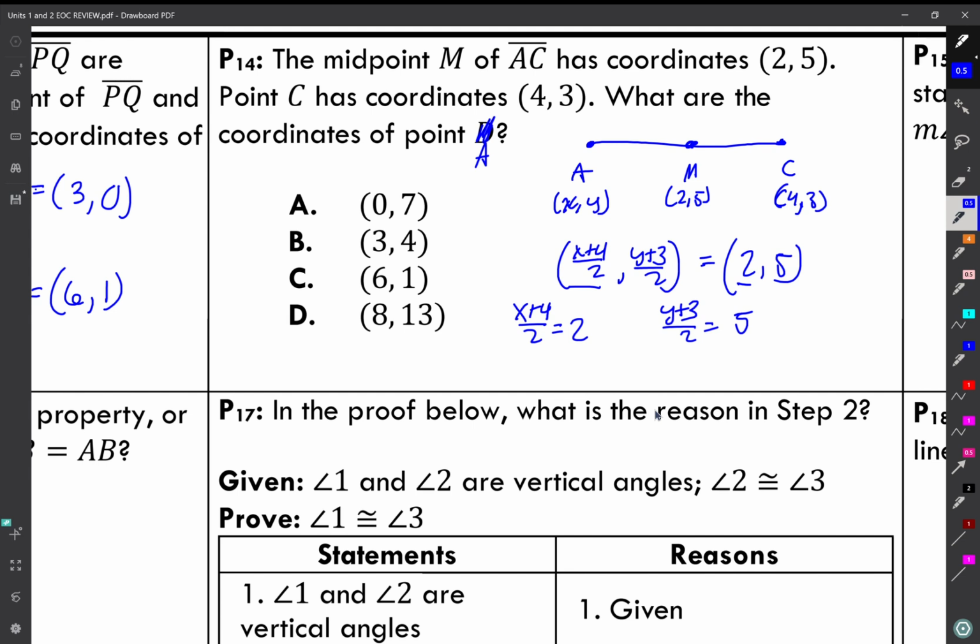Now to solve this, we're going to multiply both sides by 2. So x plus 4 equals 4. Now subtract 4 from both sides, and x is equal to 0. Then do the same thing over here, multiply both sides by 2. You get y plus 3 is equal to 10. Subtract 3 from both sides, y is equal to 7. So the coordinates of point A are (0, 7).